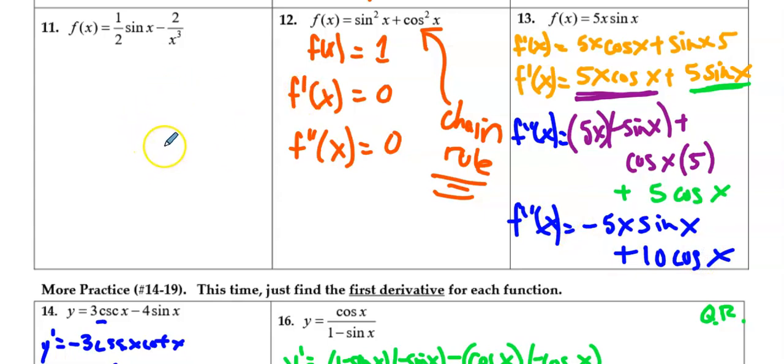Pretty awesome question to do. All right, I got one more I need to do with you guys. Hopefully that makes sense. So find the first derivative and then go ahead and find the second one. Again, don't forget about the product rule and the quotient rule as you're doing the problems.